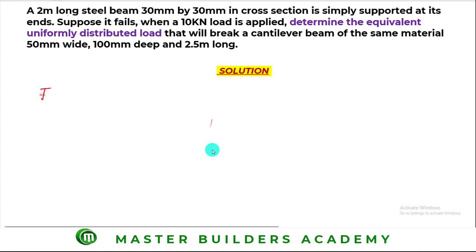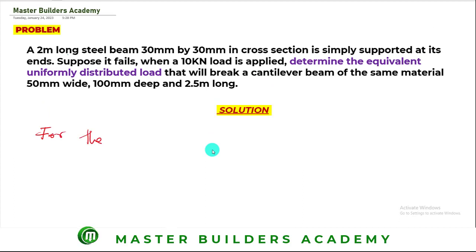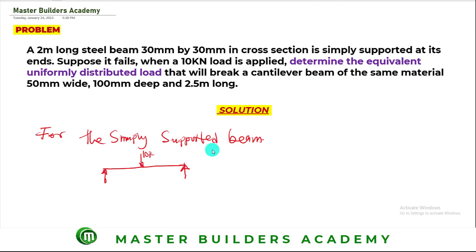Now let's say for the simply supported beam, this is the nature of a simply supported beam. All right, so this is the free body diagram. Then we have a load of 10 kilonewton, and as you can see, the span of this beam is 2 meters. Okay, please just make sure you're following as you can see on the screen.